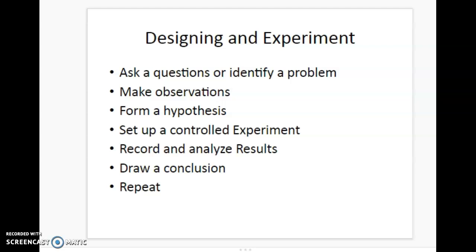After you've set up this controlled experiment, you're going to record and analyze your results. You'll put your data in tables and put those in graphs. You have to draw a conclusion, and then for any good science experiment, you have to repeat it to make sure the results were valid.